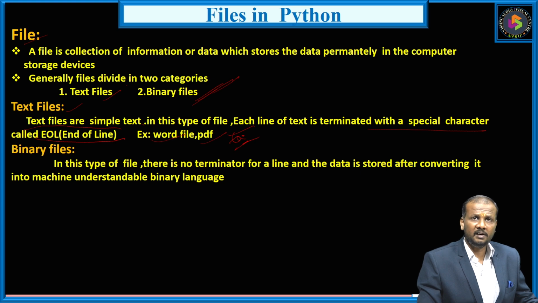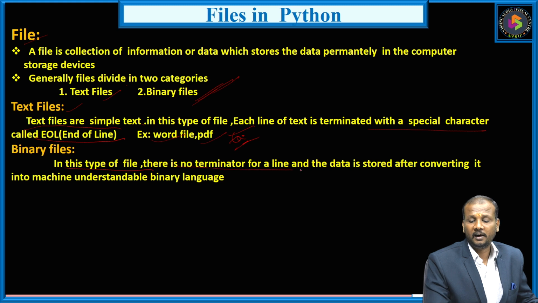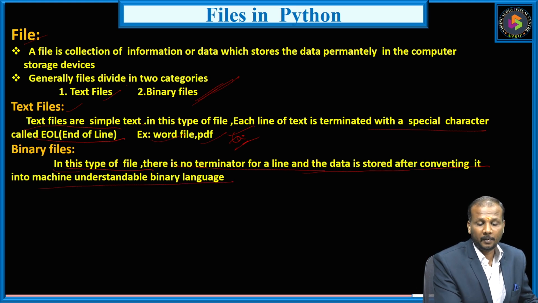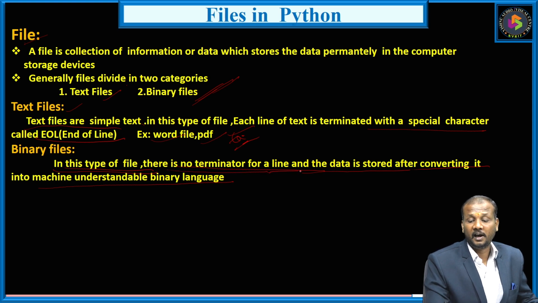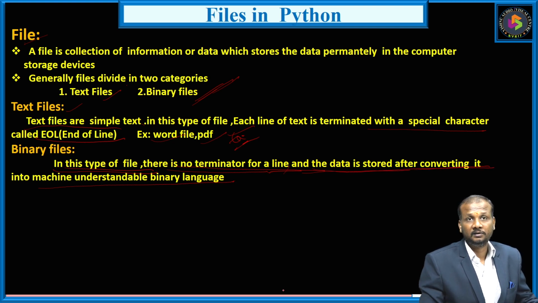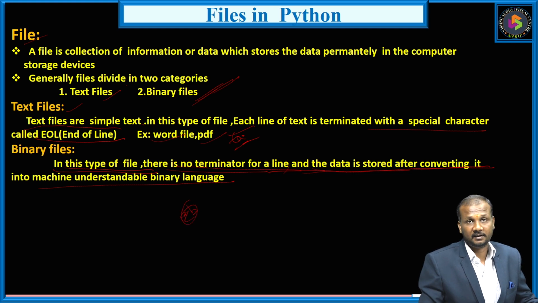Okay, understand? The next one is binary files. In this type of file, there is no terminator for a line, and the data is stored after converting into machine understandable binary language. Only after converting is the data stored in the computer. This is called a computer understandable language. The extension .b means binary files.